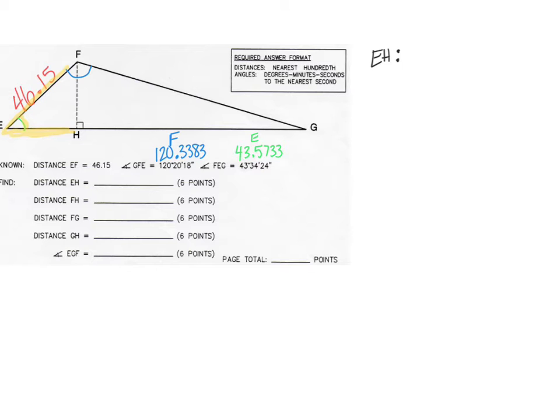So to find EH, the cosine of angle E, which I know and I have stored as angle E, is equal to adjacent, which is what I'm looking for, EH, over 46.15. All right, let's go solve that real quick in our calculator. So I'm just going to take my 46.15, I'm going to multiply it by the cosine of alpha E. And EH then would equal 33.4.